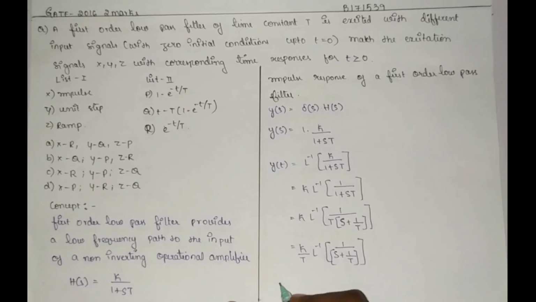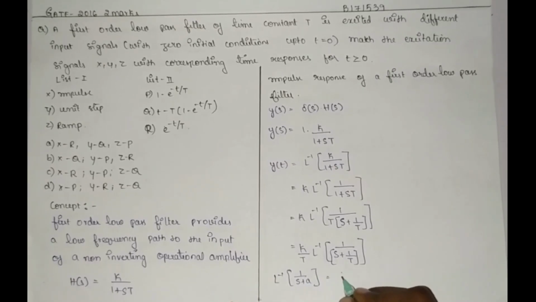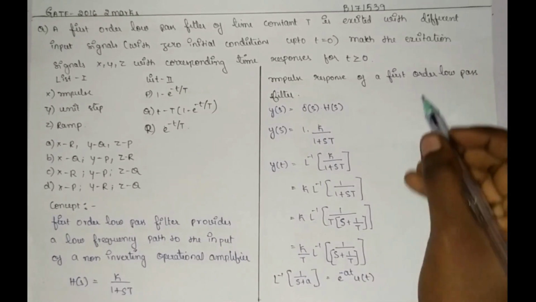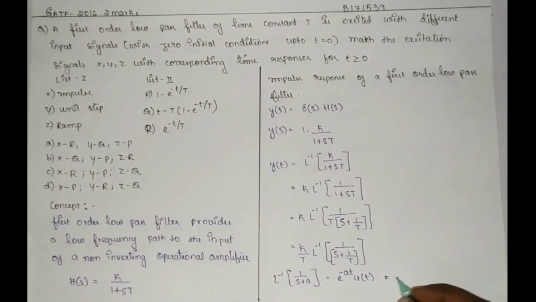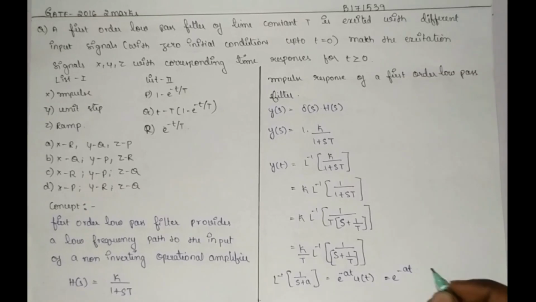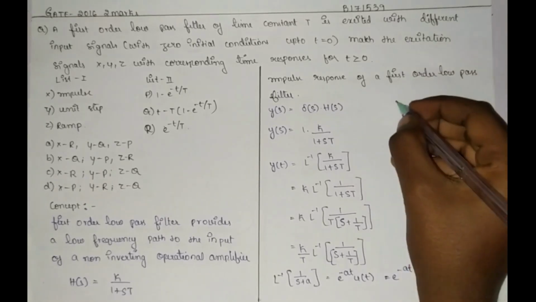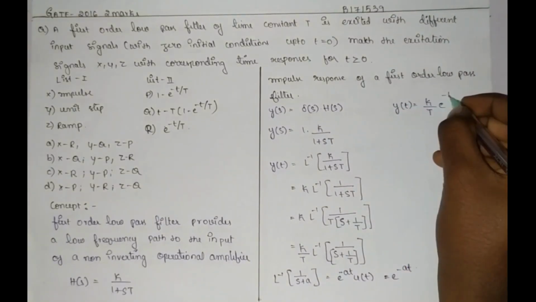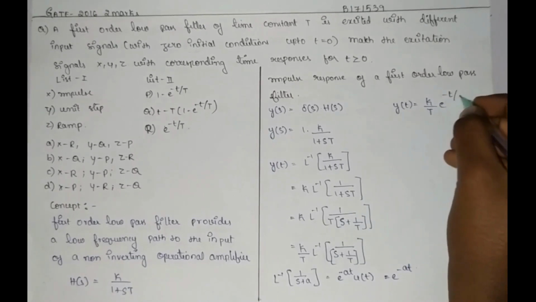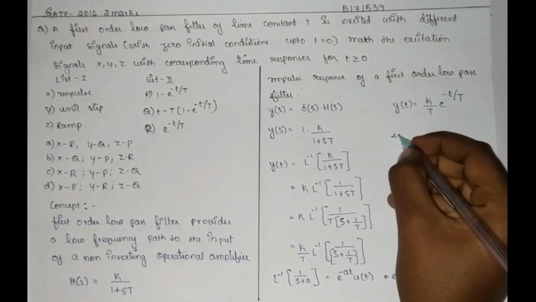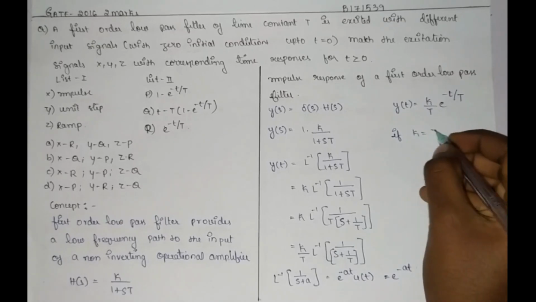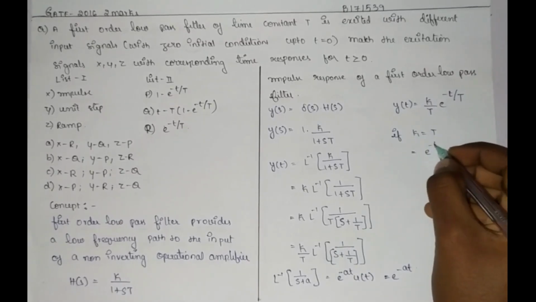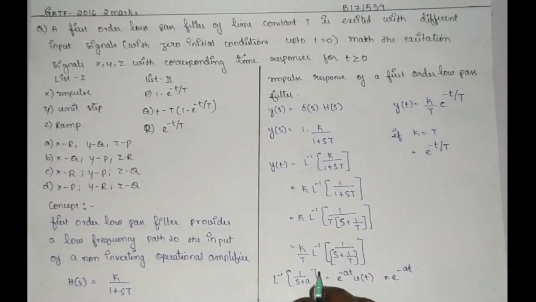We know that Laplace transformation of 1 by s plus a is equal to e power minus at into u of t. For t greater than or equal to 0, it is equal to e power minus at. So, y of t is equal to k by t into e power minus t by t. So, if k is equal to t, it becomes e power minus t by t. So, let's match this.